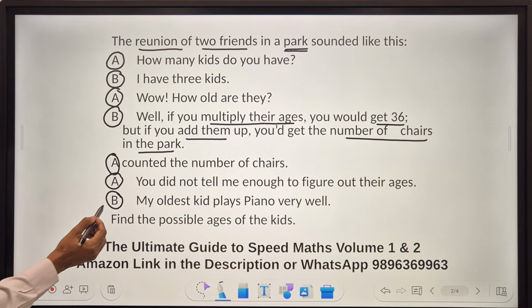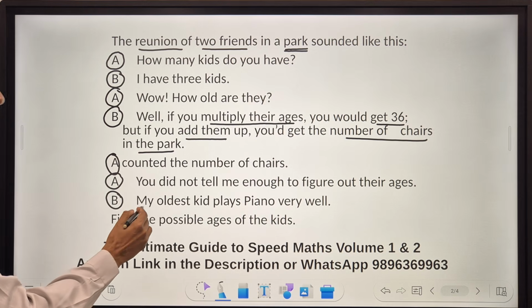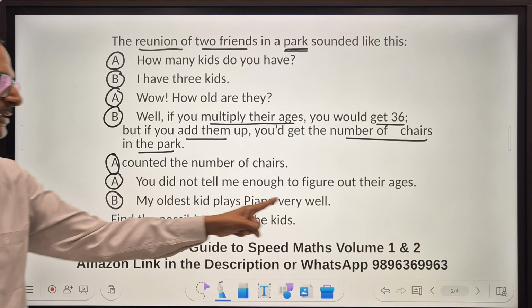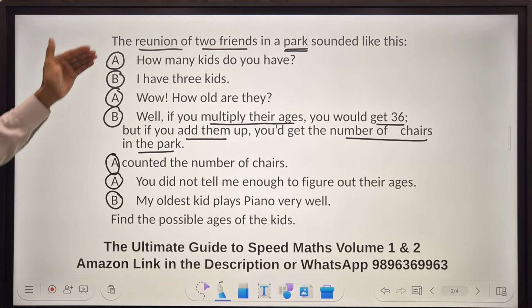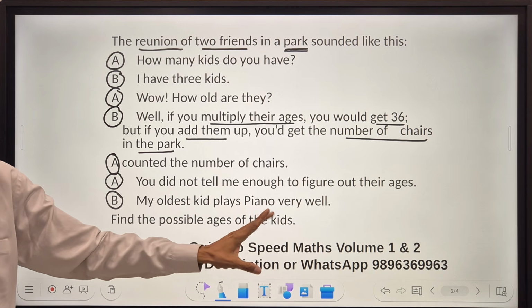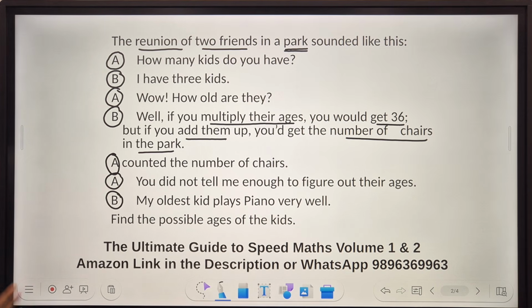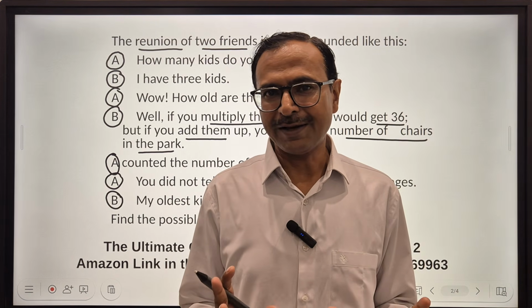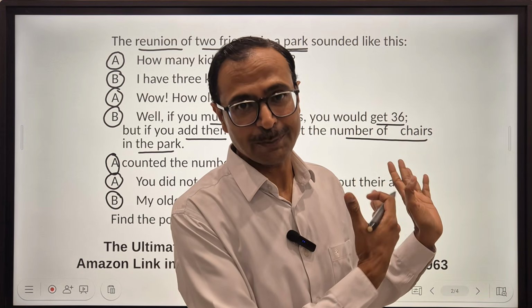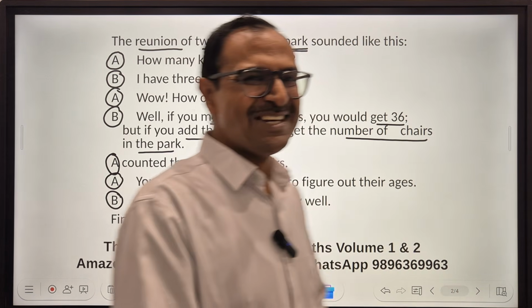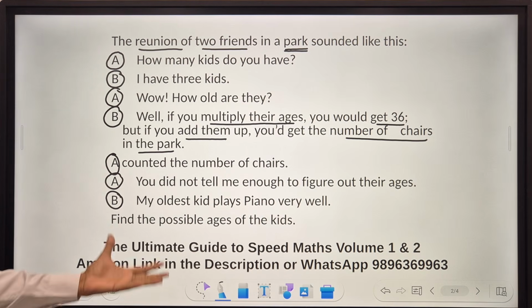So B said, "Okay, let me give you one more hint. My oldest kid plays piano very well." Now this was the hint given by B. And now using this data, you have to find the possible ages of the 3 kids. Now you can read it again, take time, pause the video here and try it, and let me know in the comments whether, before watching the actual solution which I'm going to show you now, could you crack it or not?